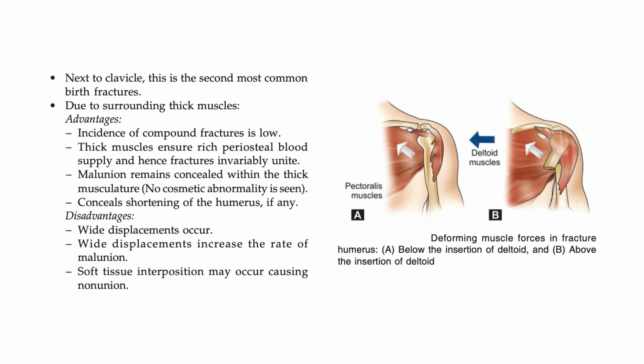Here, if we talk about the mechanism of the injury, there are certain different forces acting on it. There is a direct force and an indirect force. The direct force may produce a transverse or comminuted fracture, while the indirect force is due to a fall on the outstretched hand, and this will produce an oblique or spiral fracture. This is again the second most common fracture after the clavicle.